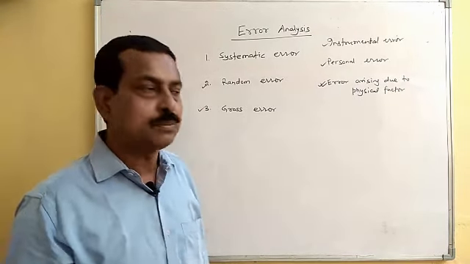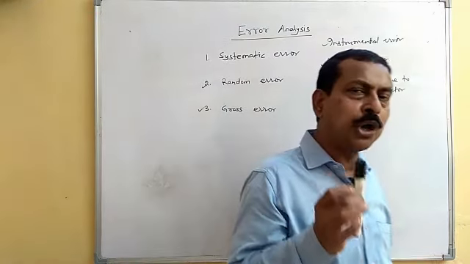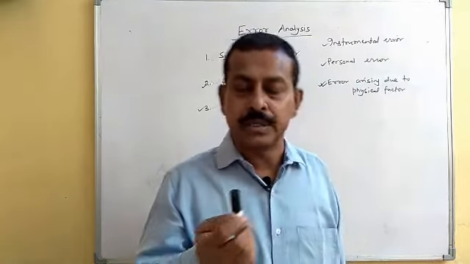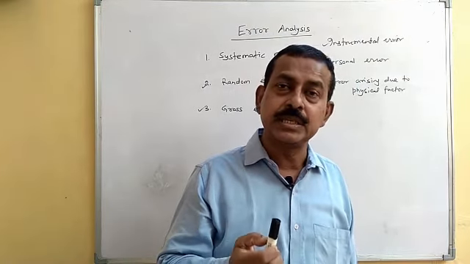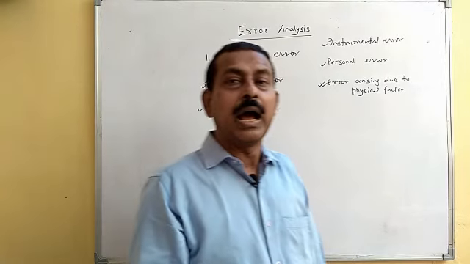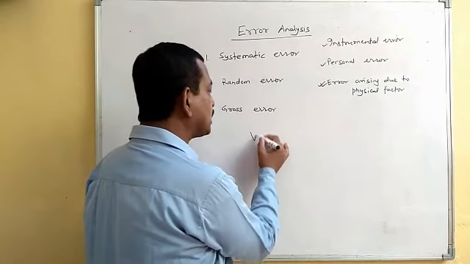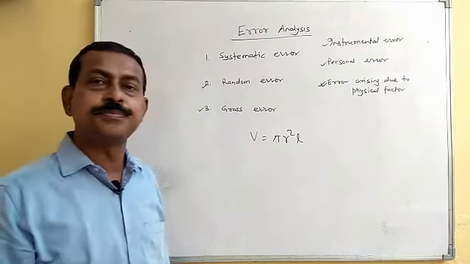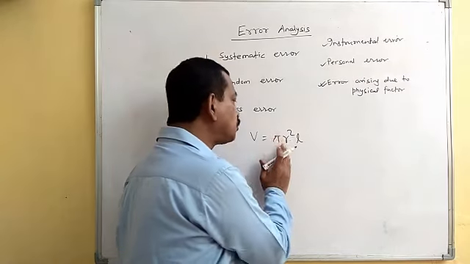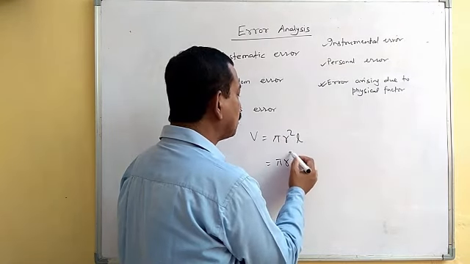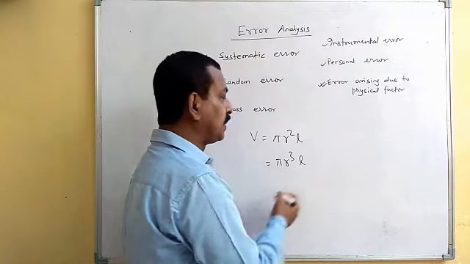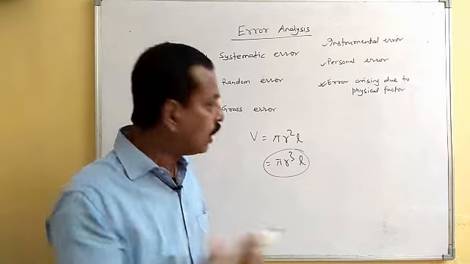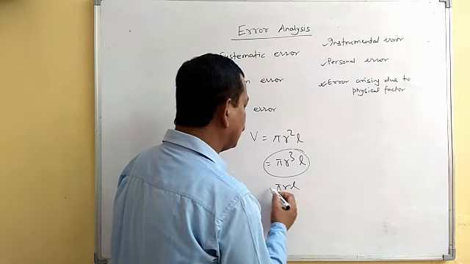For example, if someone has to find the volume of a wire, he measures its radius and its length, and assuming the wire to have a cylindrical shape, he is supposed to use the formula pi r square L. But instead of using this formula, if he uses a formula like pi r cube L, definitely it is wrong. An absurd result will be there. Or if he is simply using pi r L, this is also wrong.